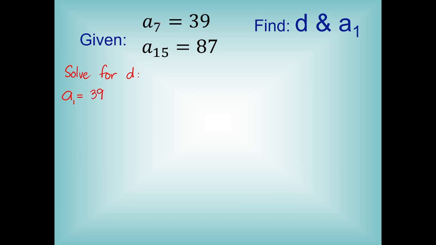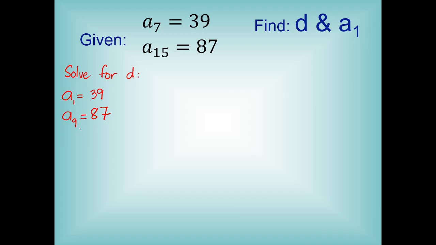Now, what did I do with 7 to get 1? I subtracted 6. 7 minus 6 is 1. So, I will also subtract 6 to 15. So, what is 15? 15 minus 6. It's 9. So, the 9th term is 87. Okay? So, again, I subtracted 6 to get 1, because this is now the first term. So, how much do I subtract from 7 to get 1? It's minus 6. So, the 15, I will subtract 6 too. So, it's the 9th term.